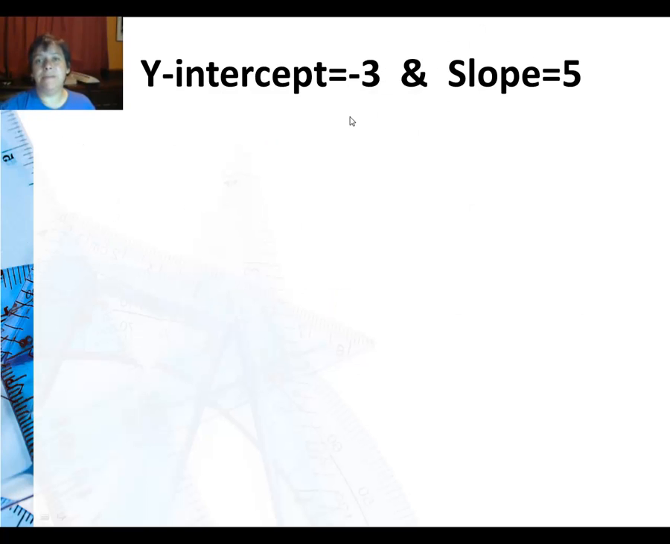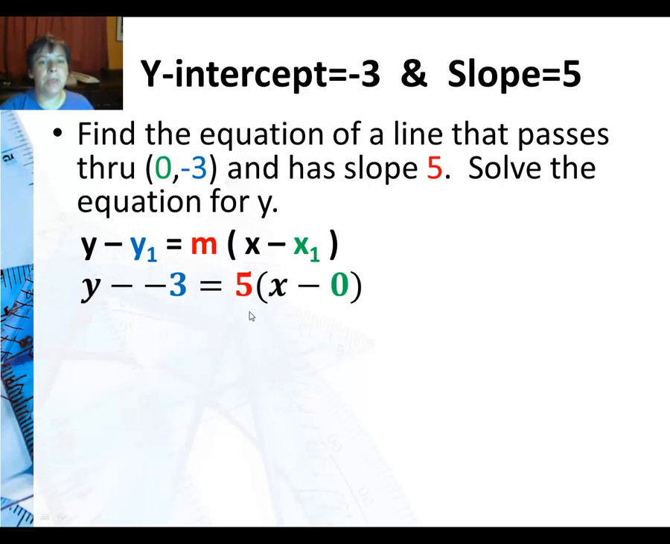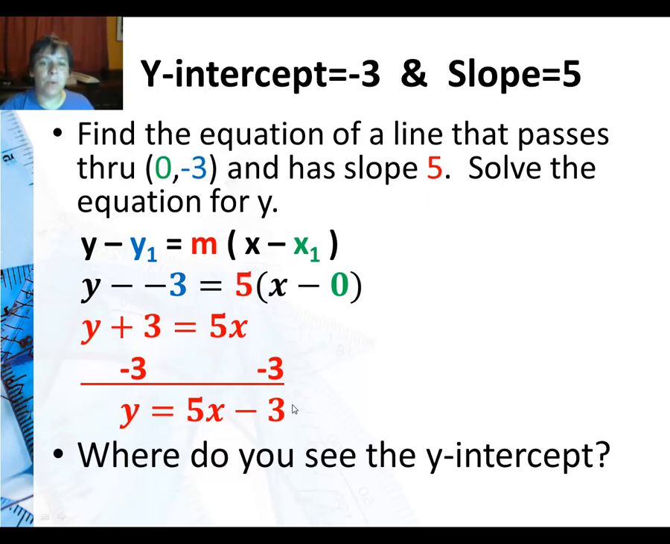I'm going to tell you it's -3 and the slope is 5. So that means it goes through the point (0, -3), and there's a slope. Same thing, use the point-slope form to start because I have a point and I have a slope. y minus -3 equals 5 times x minus 0. y plus 3 equals 5x. Subtract 3 from both sides, and I get y equals 5x minus 3. So there's your slope, just like the 5. Where do you see the y-intercept? It's being added on, right there. Well, in this case, it looks like minus because it is negative up there.